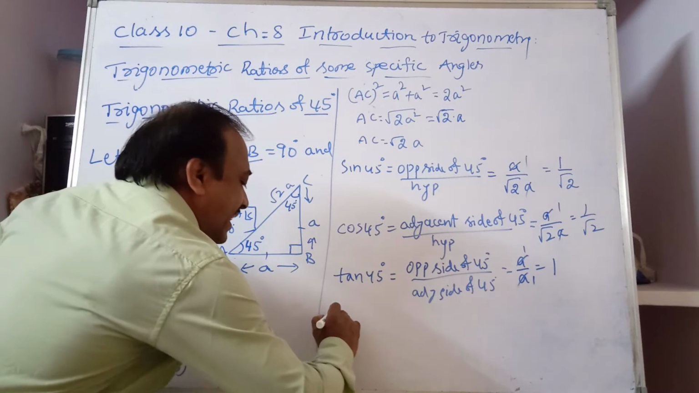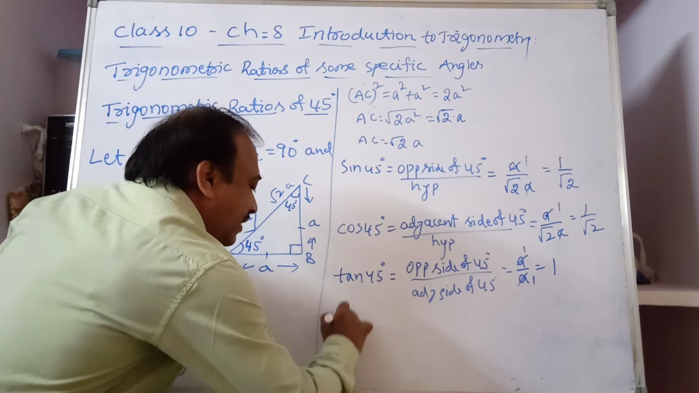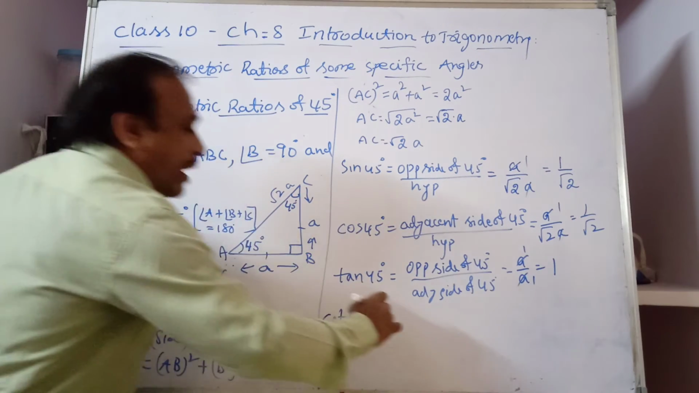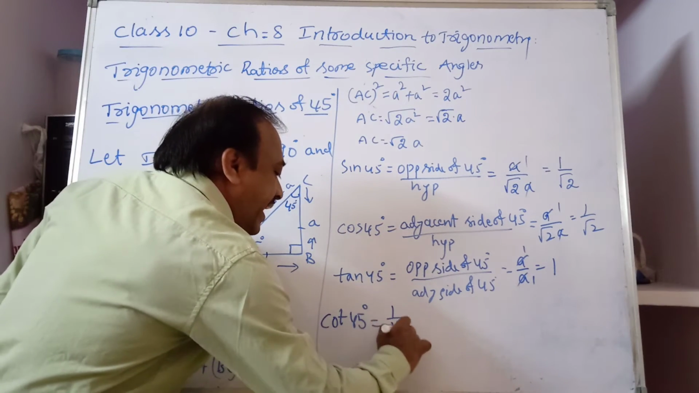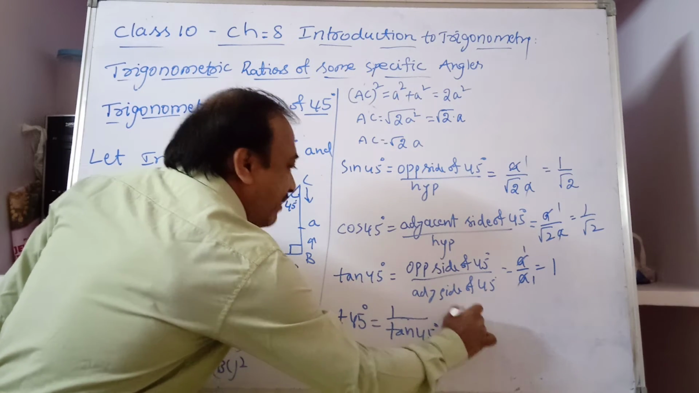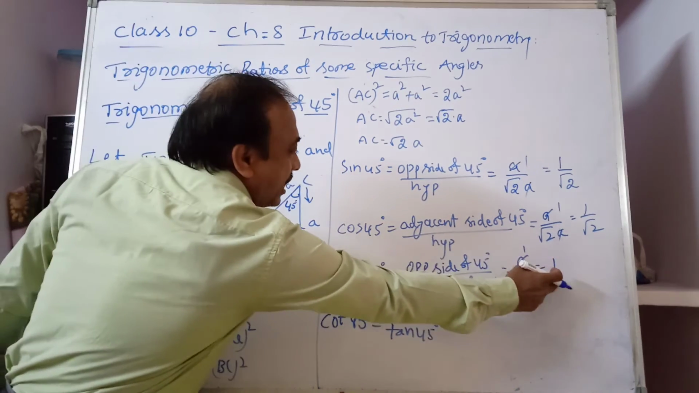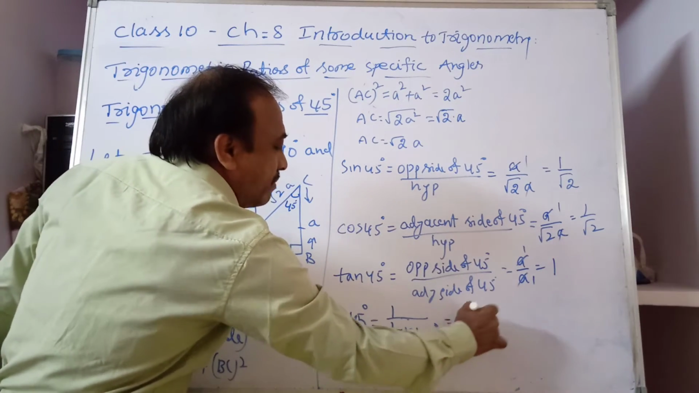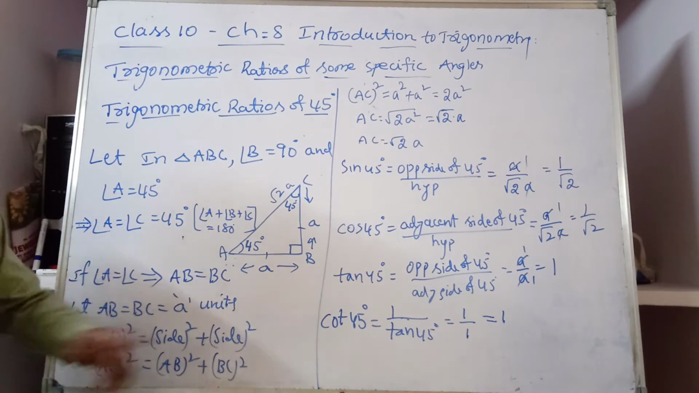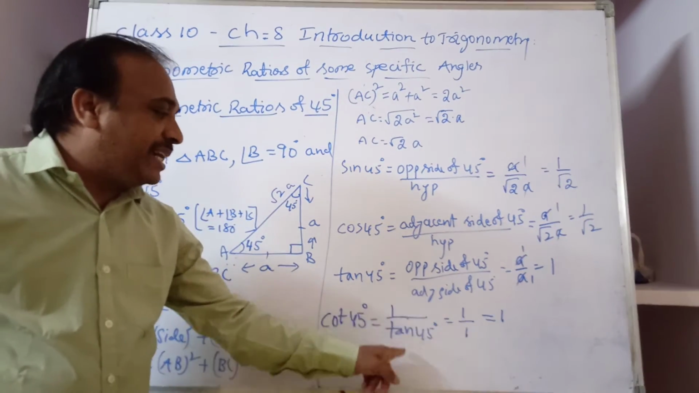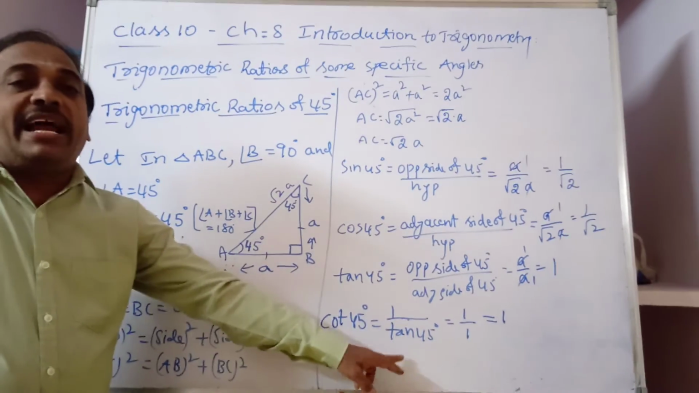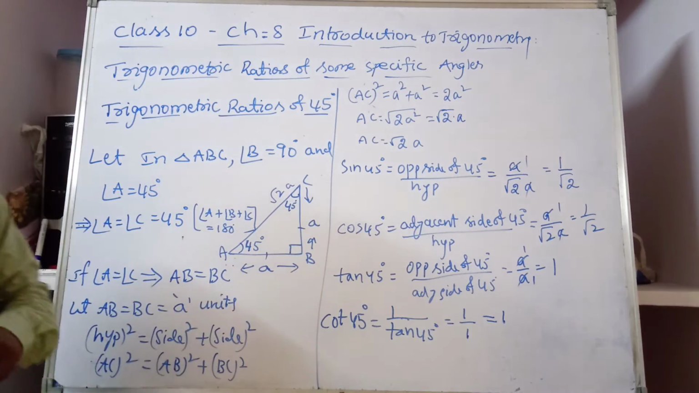Now another trigonometric ratio, that is cot 45 degrees. Cot is the reciprocal of tan. So 1 by tan 45 degrees. So 1 by, what is tan 45 degrees value you got? Here you got 1. So 1 by 1, which is nothing but 1. Cot 45 degrees, 1 by tan 45 is equals to 1. Cot is the reciprocal of tan.